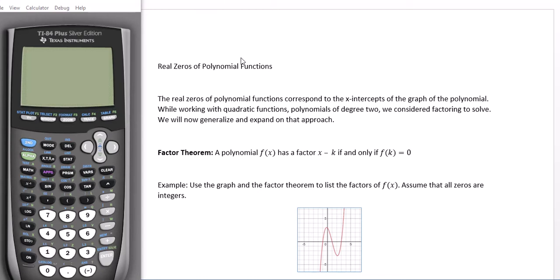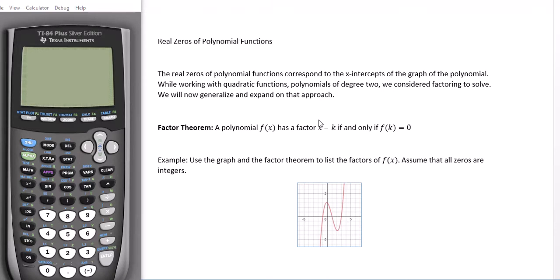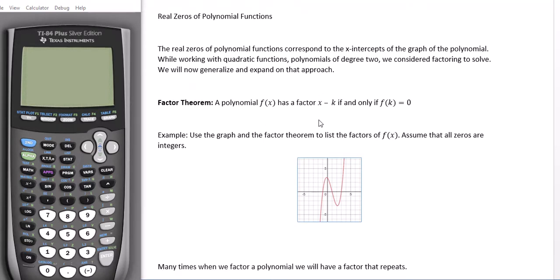Hello, today we're going to talk about real zeros of polynomial functions. So the real zeros of polynomial functions correspond to the x-intercepts of the graph of the polynomial. While working with quadratic functions, polynomials of degree 2, we considered factoring to solve. So we're going to generalize and expand on that approach as we look into higher degree polynomials.